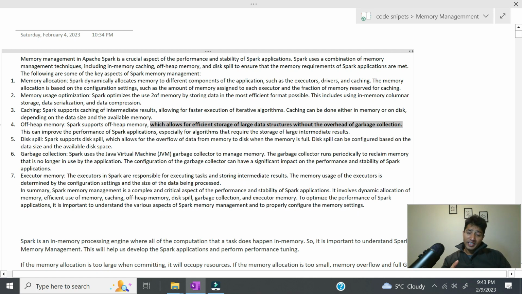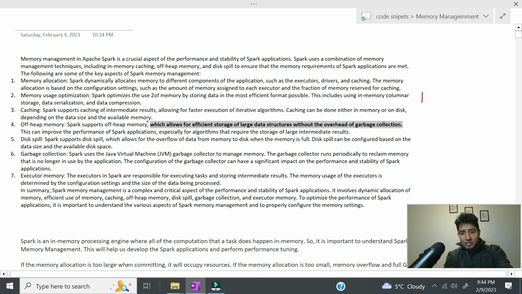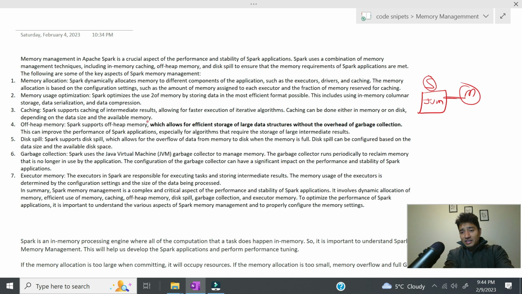For off-heap memory, off-heap means outside the JVM. So see, Spark Executor. Let me try to draw it here. So this is your Spark Executor, right? In reality, this is just a JVM. The JVM has its own memory, right? Some memory is allocated to it, and this memory is part of the JVM. Obviously, this JVM is part of a bigger machine, right? And there is more memory here.